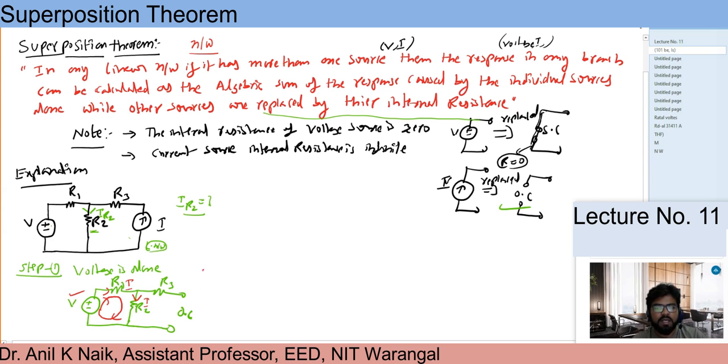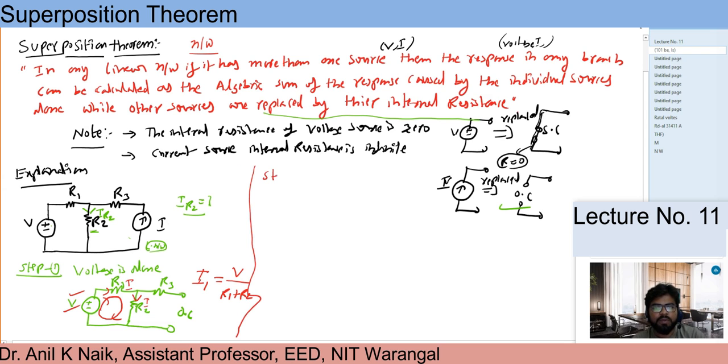So I can write what is IR2. This is the first current I am finding. I1 is the current calculated due to the voltage source, and this is nothing but V by R1 plus R2. So this is the first current. I1 is the current flowing in R2, the response due to the voltage source. So this is the first response I got.